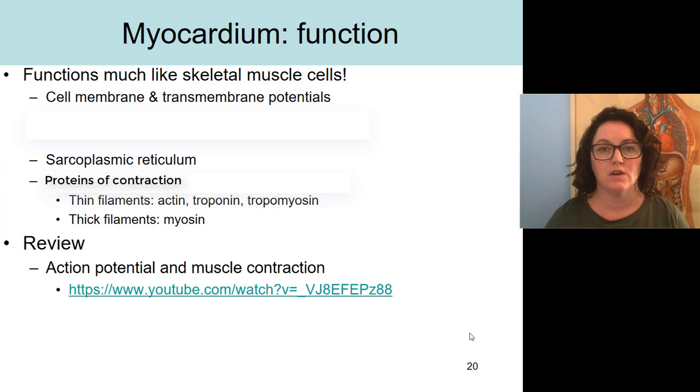So for skeletal muscle cells, a neuron would release neurotransmitter, specifically acetylcholine, which would bind to receptors on the skeletal muscle cell membrane. And the receptor was also a chemically gated ion channel. So when the receptor would bind to the chemically gated ion channel, the channel would open and ions would flow through the channel. Mostly we were looking at sodium moving into the skeletal muscle cell, right? So the addition of those positive sodium ions caused depolarization of the skeletal muscle cell membrane.